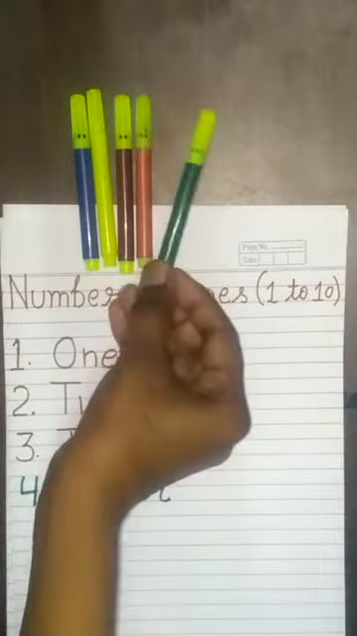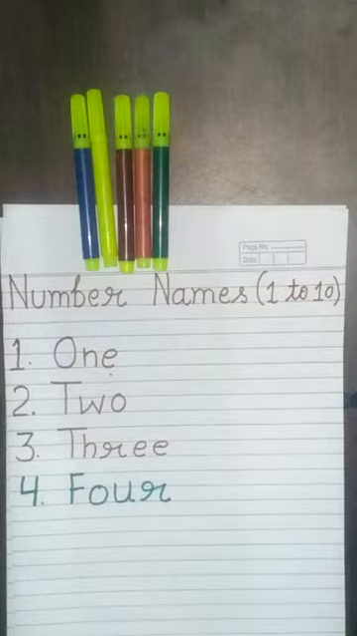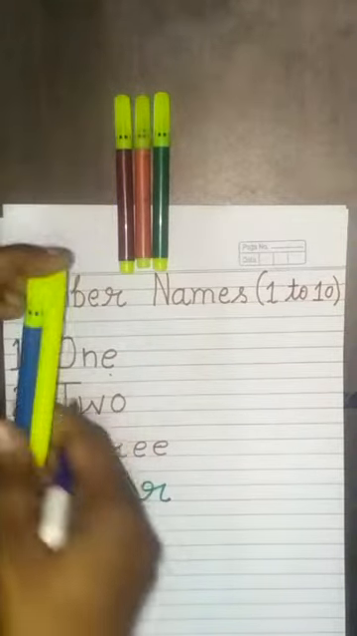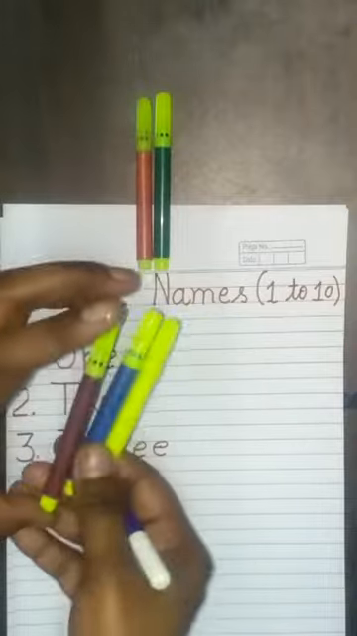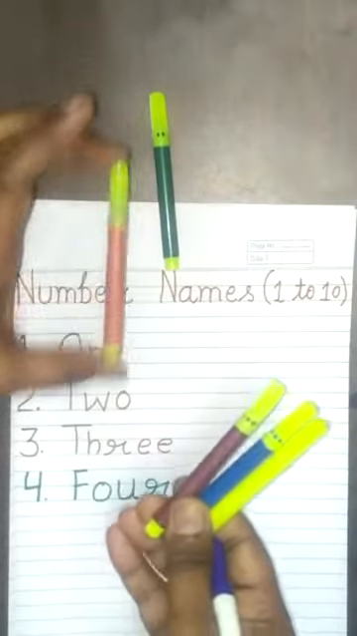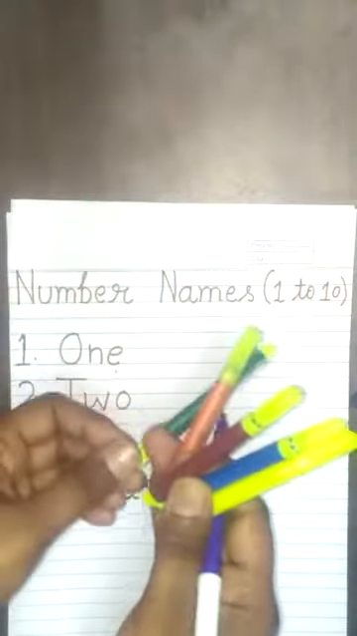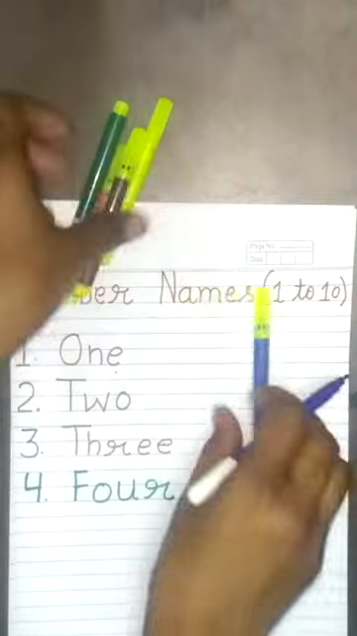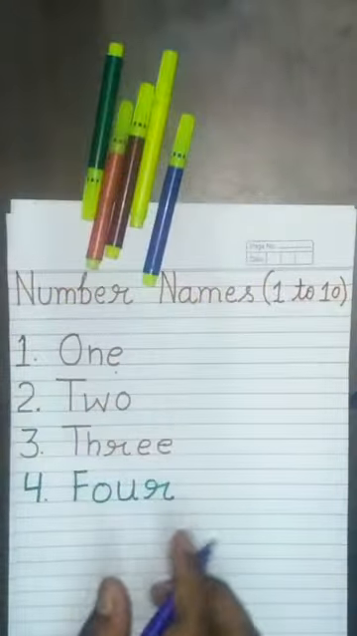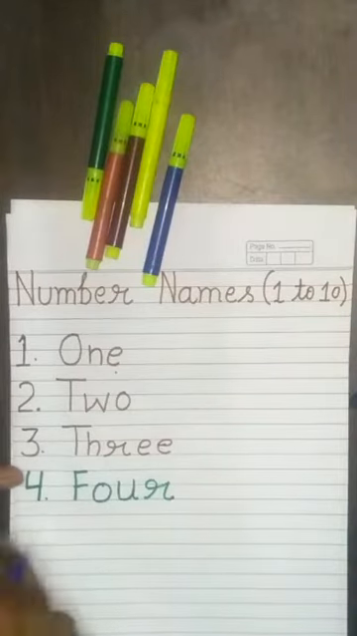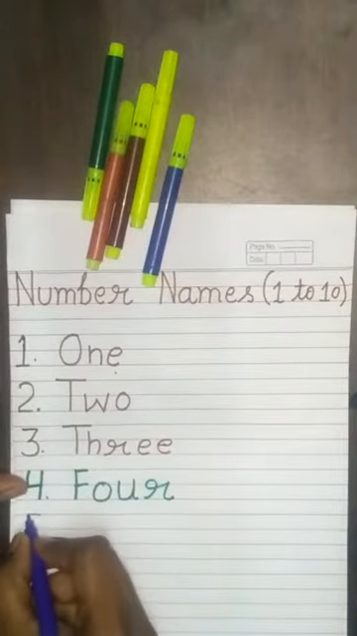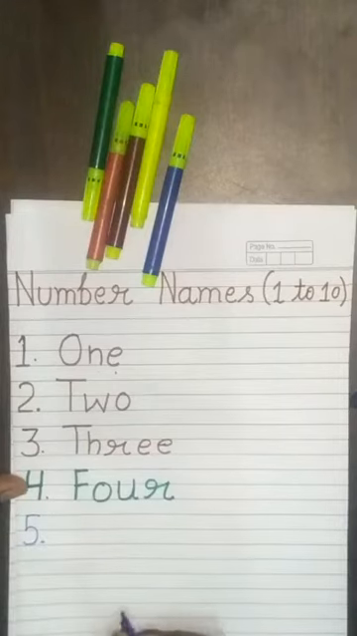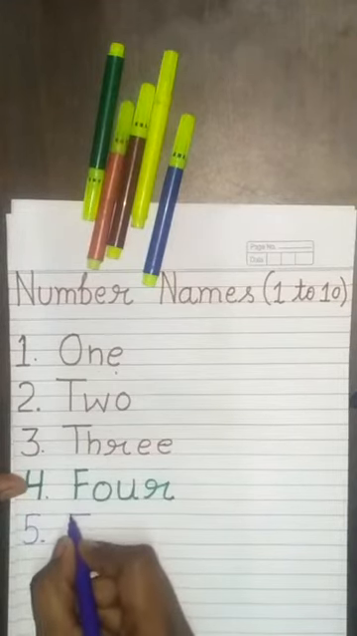Again, keep one more pen here. So now let's count with me. 1, 2, 3, 4 and 5. Total 5 sketch pens we have now. Numeral is like this. And the number name for 5 we will write like this.